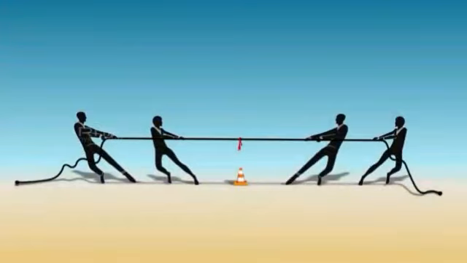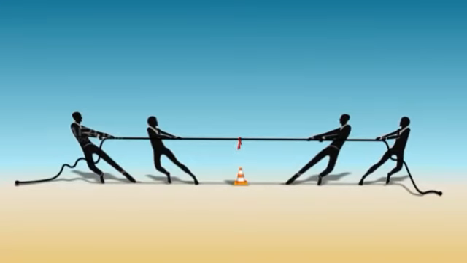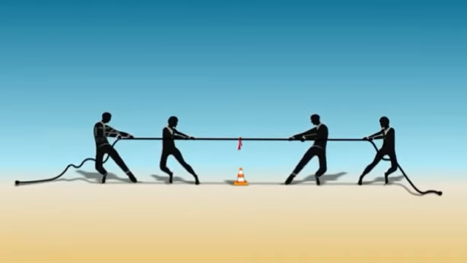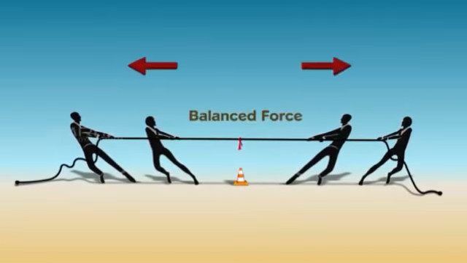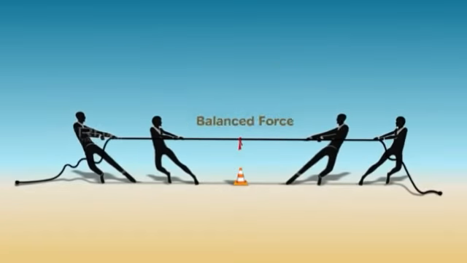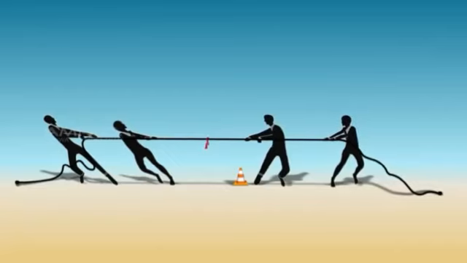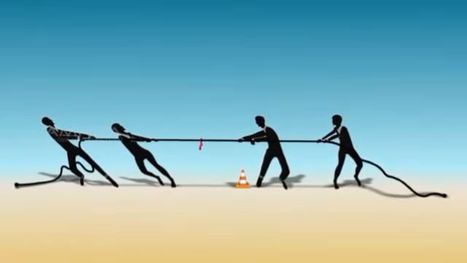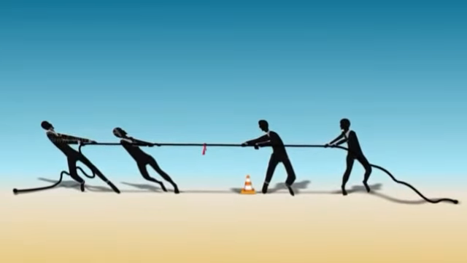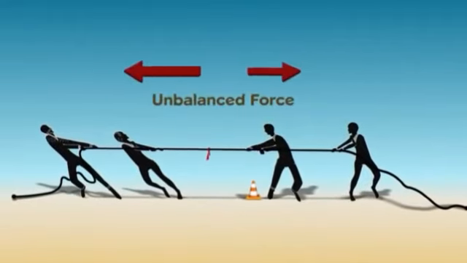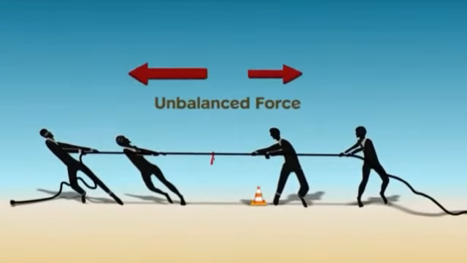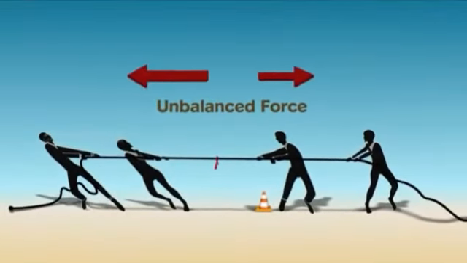If you have seen a game of tug of war, you would have seen two teams pulling a rope in opposite directions. If the rope doesn't move, the forces applied by the teams are balanced forces as they are of equal magnitude in opposite direction. If one of the teams applies greater force, it pulls the other team and the rope towards their side. In this case, the forces are unbalanced as the two forces are of unequal magnitudes in the opposite directions.